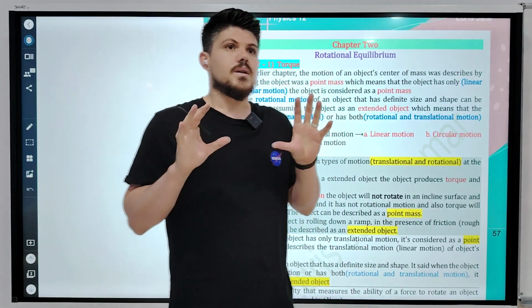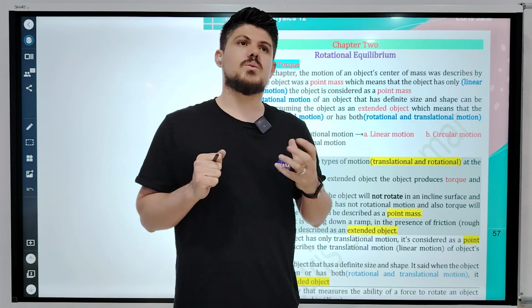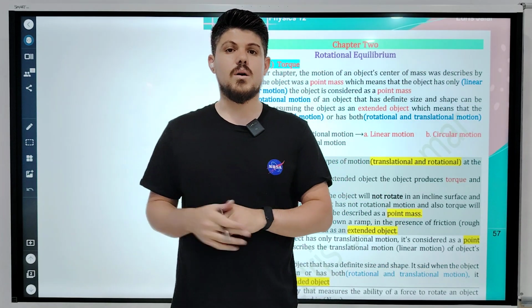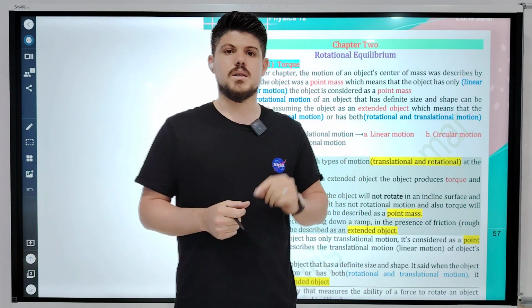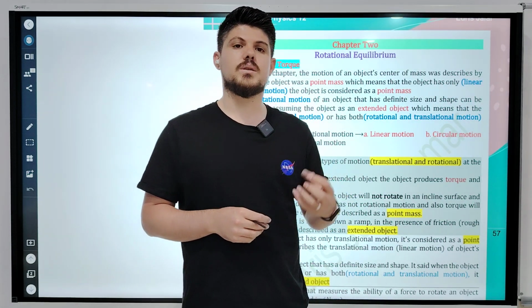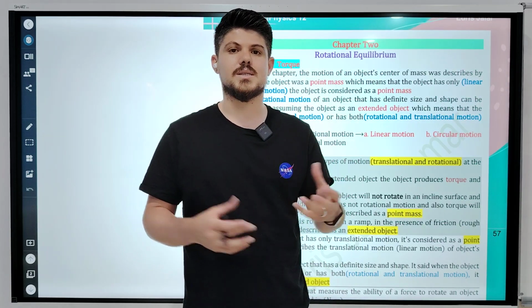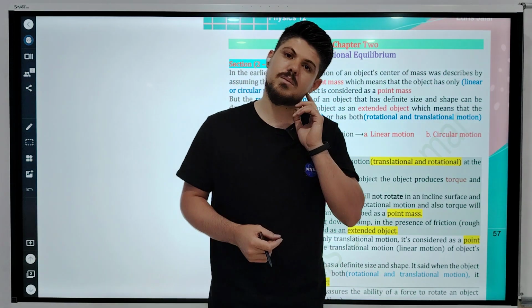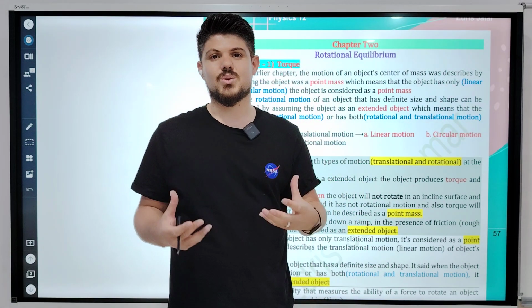So when is an object considered to be a point mass, and when is it considered to be an extended object? An object is treated as a point mass if it has only translational motion. When can the object be treated as a point mass? When the object has only translational motion.